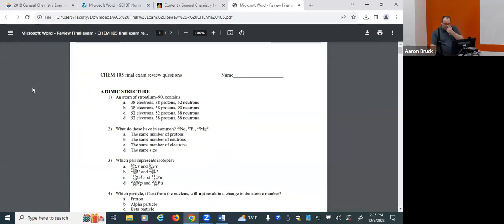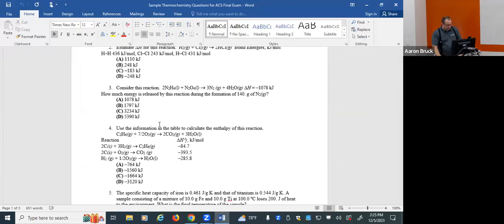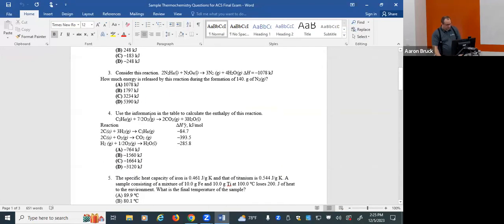Okay. Can we do number 3 on the thermochemistry? Sure. All right, so we're looking at number 3 here. How much energy is released by the reaction during the formation of 140 grams of nitrogen? This was a very common kind of question that we saw on the Thermochem quiz as well as on that third exam.